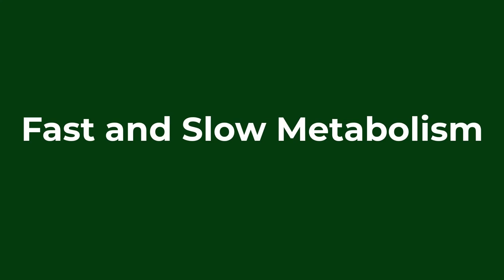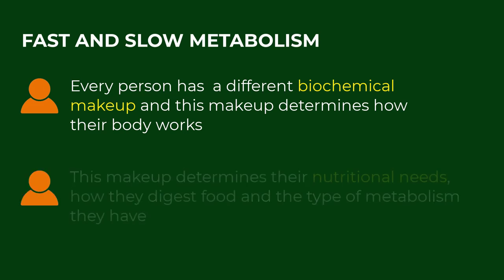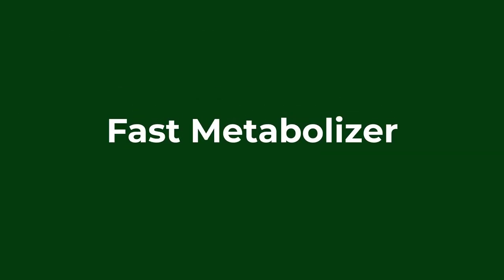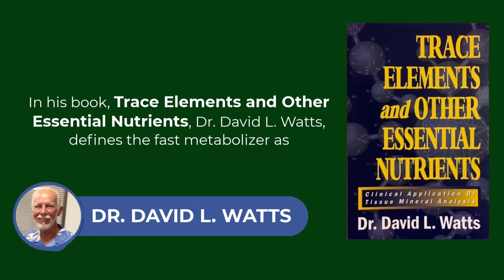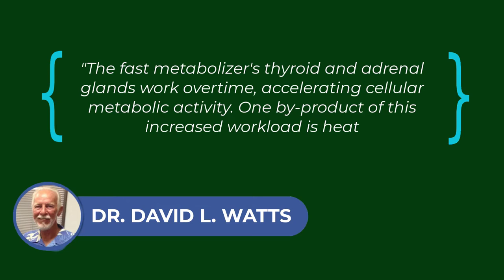Fast and slow metabolism. Every person has a different biochemical makeup, and this makeup determines how their body works. This makeup determines their nutritional needs, how they digest food, and the type of metabolism they have. Fast metabolizer. In his book, Trace Elements and Other Essential Nutrients, Dr. David L. Watts defines the fast metabolizer as: the fast metabolizer's thyroid and adrenal glands work overtime, accelerating cellular metabolic activity. One byproduct of this increased workload is heat.